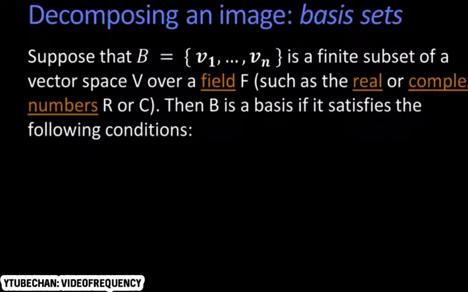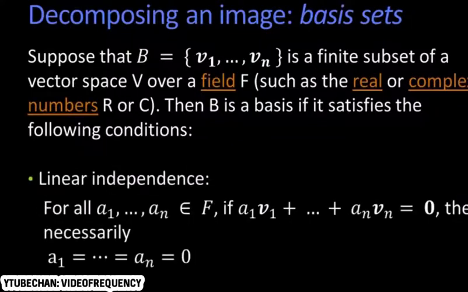Let's suppose we have B that's just these vectors V1 through Vn, and it's just some finite subset over a field. A field comes from mathematics, but let's just talk about the real or complex numbers. Then B is a basis set if it satisfies the following conditions. Linear independence basically means that if I have some constants, A1 through An, and I take a constant times each of the vectors, a different constant for each, and if the sum of those is 0, then it has to be the case that all of those constants were 0.